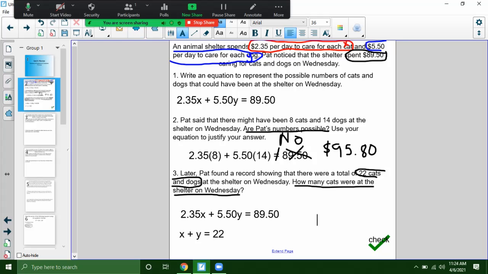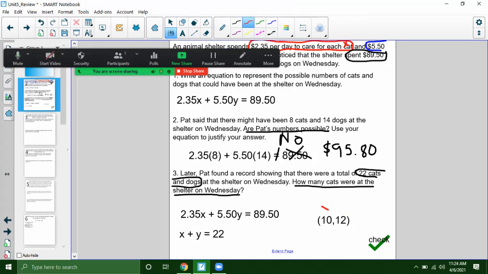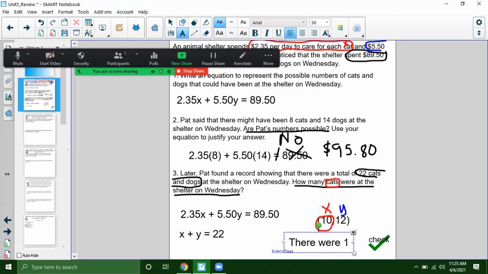So right now I'm gonna go ahead and just type it up here. So 10, 12, that is my point of intersection. But remember that when we look at points, we know that the first number is your X and your second number is your Y. Now, the question was asking me how many cats. If you recall, cats were represented by which variable, the X or the Y? And if you did your annotations, you would see it right there that it's the X. So there were actually 10 cats on Wednesday.